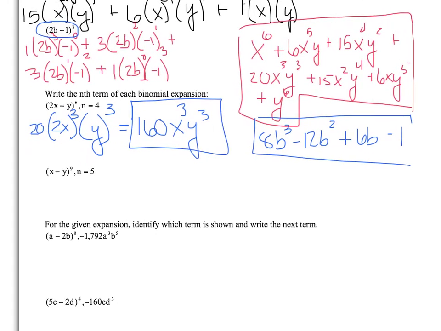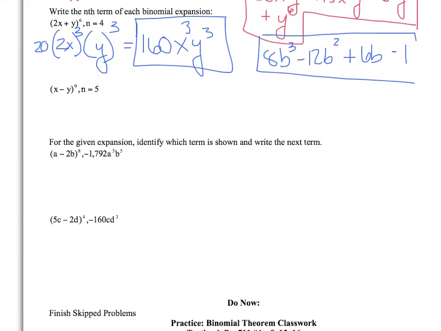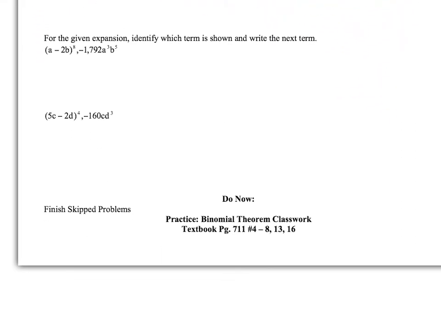I'm going to have you guys try the next one on your own. Same idea. This time I want you to find the 5th term. Look at your 9th row. And then for the given expansion, identify which term is shown and write the next term.